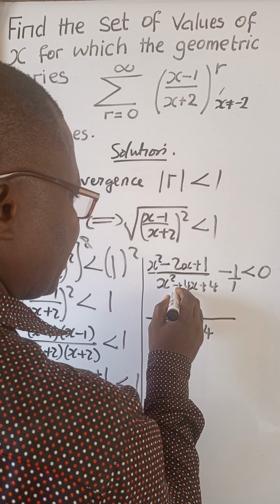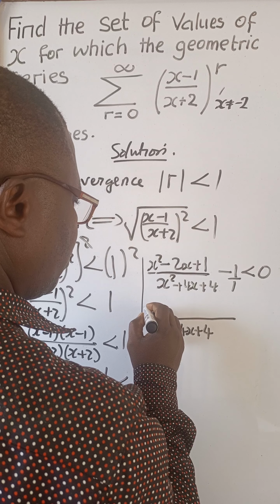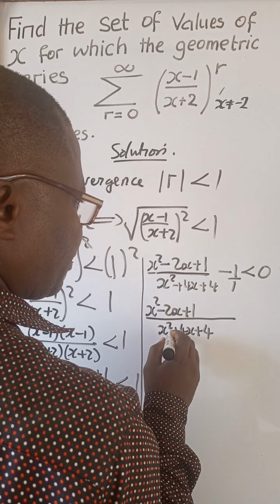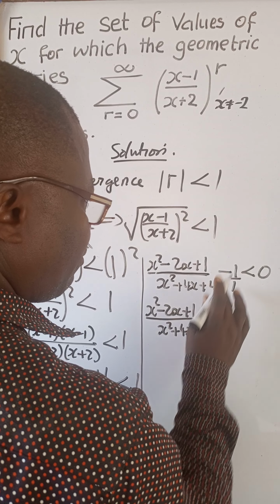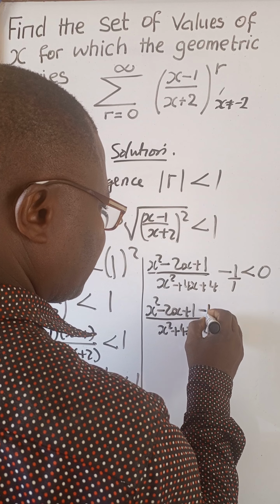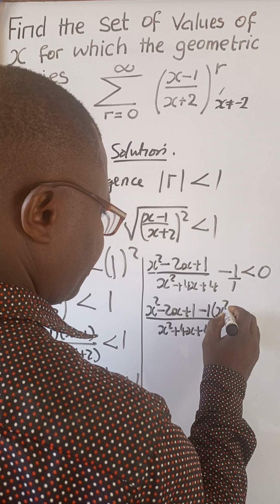This expression divided by itself is 1. 1 multiplied by that numerator, we have just that numerator. This expression divided by 1 is itself. And this expression multiplied by negative 1 will be negative 1 times the expression.